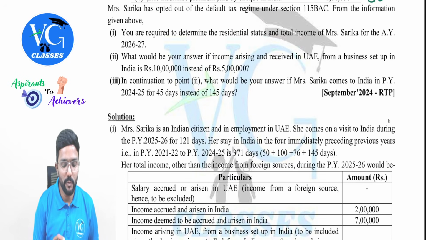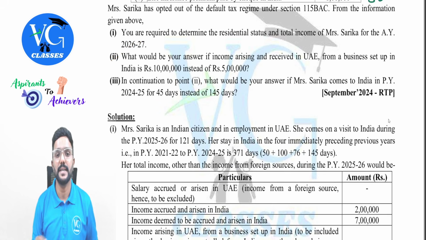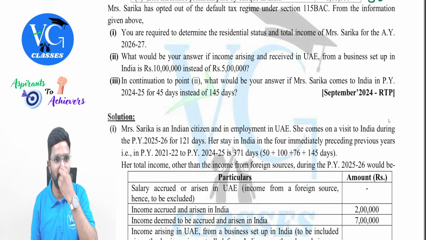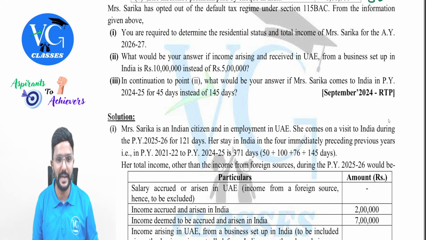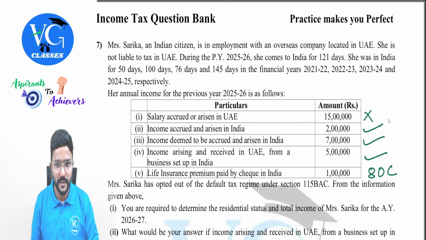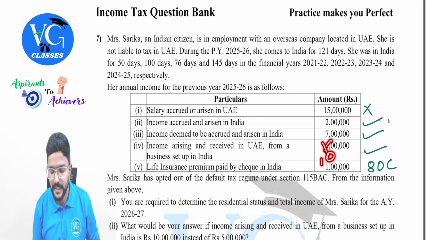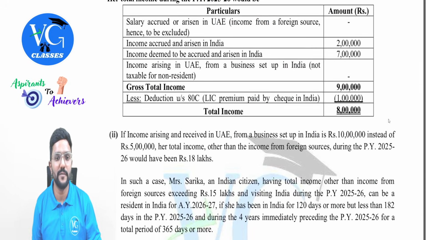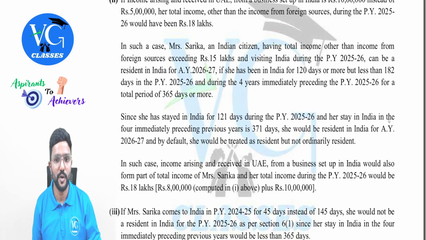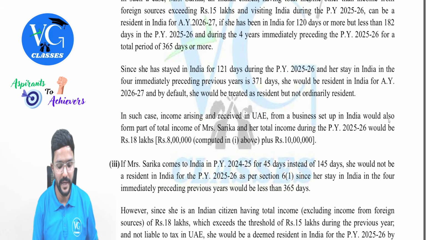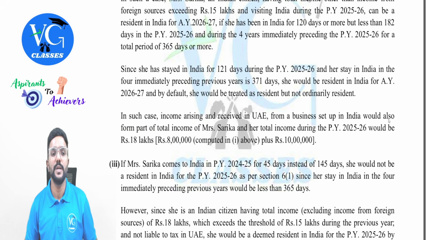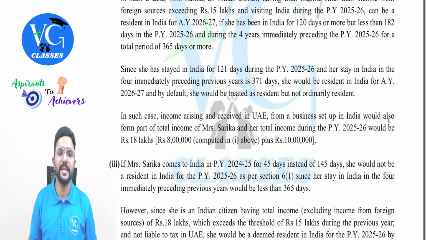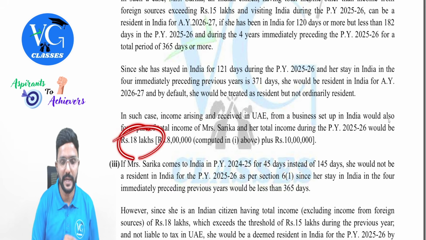Two more. What would be your answer if income arising and received in UAE from a business set up in India is 10 lakh instead of 5 lakh? Okay, so instead of 5, what if it is 10? In that case, total income other than the income from foreign sources will increase, guys. How much would it be? 18 lakh. Total income other than the income from foreign sources would be 18 lakh.